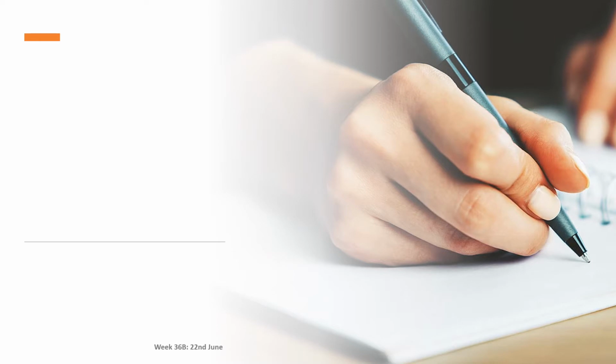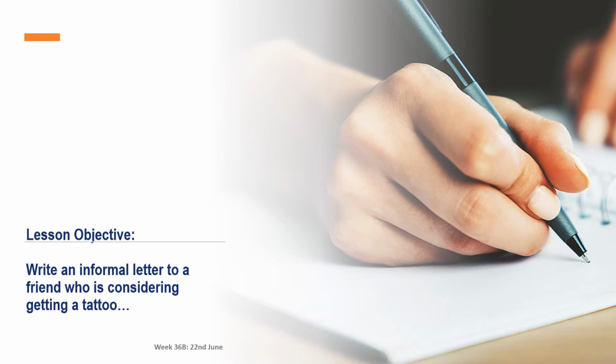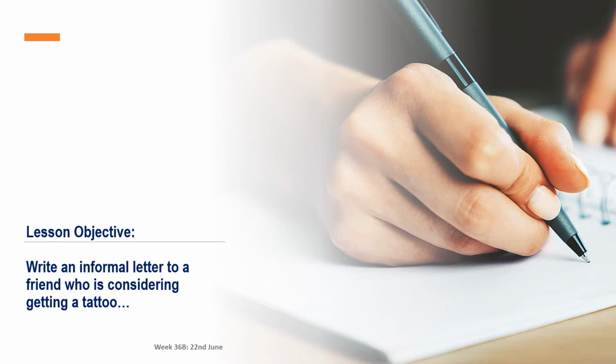Okay, so today's lesson objective, and this is just what we're covering in the whole of today's lesson. We're going to be looking at how to write an informal letter, okay? And your task will be to write that letter to a friend who is considering getting a tattoo, okay? So I've tried to make it as interesting as it could be today, and a little bit more dramatic, so you could use a bit more dramatic irony within your writing. So that is your objective for today.